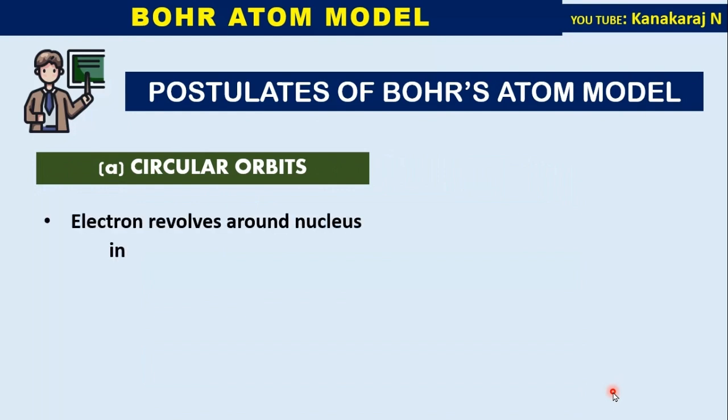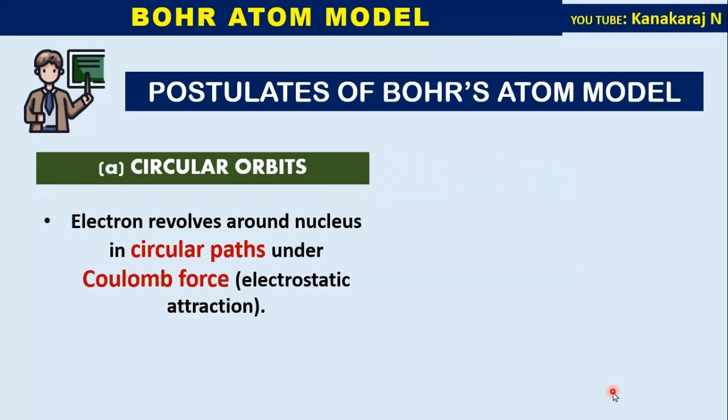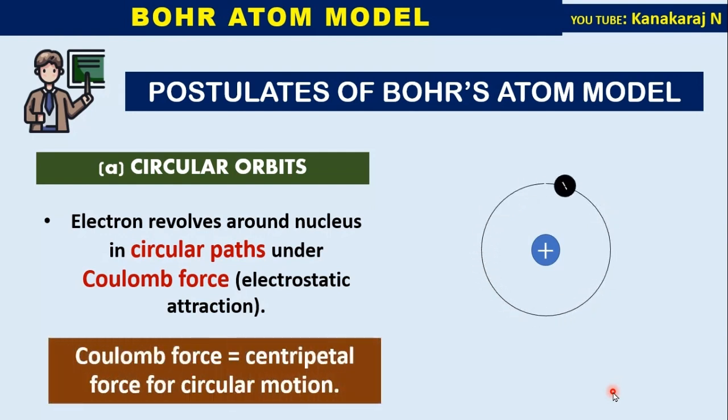Electron revolves around the nucleus in a circular path under Coulomb force, electrostatic attraction. This is the nucleus and the electron revolves around the nucleus in a circular path. This we call the first orbit. Coulomb force equals centripetal force for circular motion.